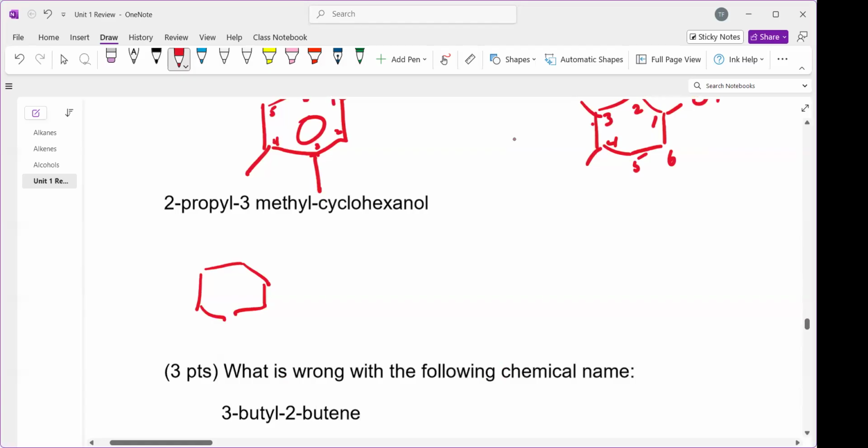Two propyl. Because this is an alcohol, it automatically becomes carbon number 1. Oops, I goofed up. Okay, so we have 2 propyl and 3 methyl.